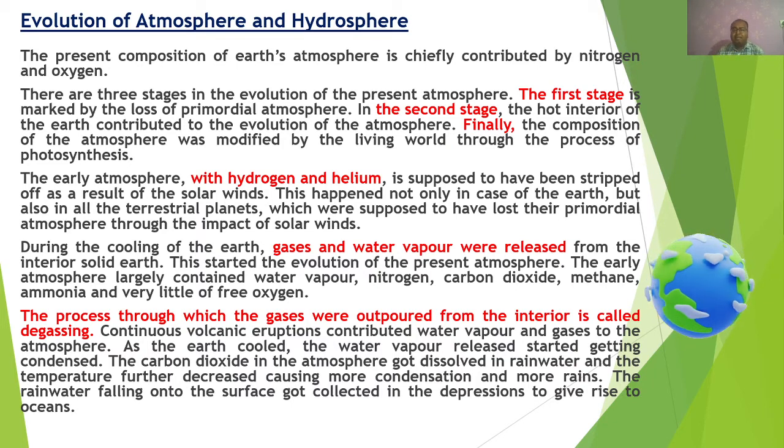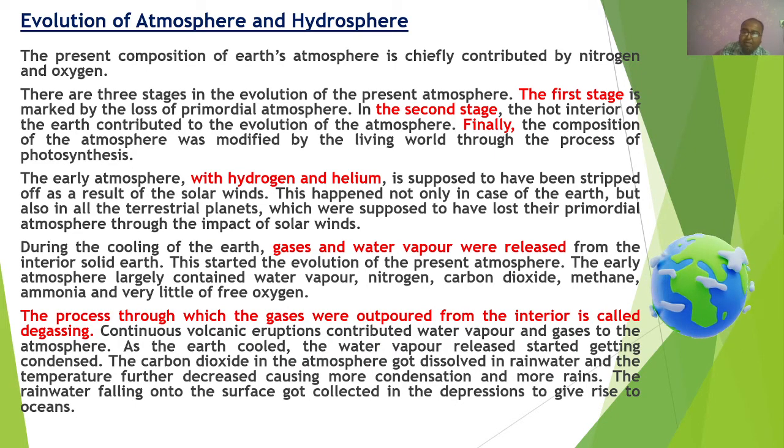Continuous volcanic eruption contributes water vapor to the atmosphere. As the earth cooled, the water vapor released started getting condensed. The carbon dioxide in the atmosphere got dissolved in rainwater and the temperature further decreased, causing condensation and rainfall. The rainwater falling onto the surface got collected, and through this the present day oceans formed. So this is the basic evolution that we used to see.